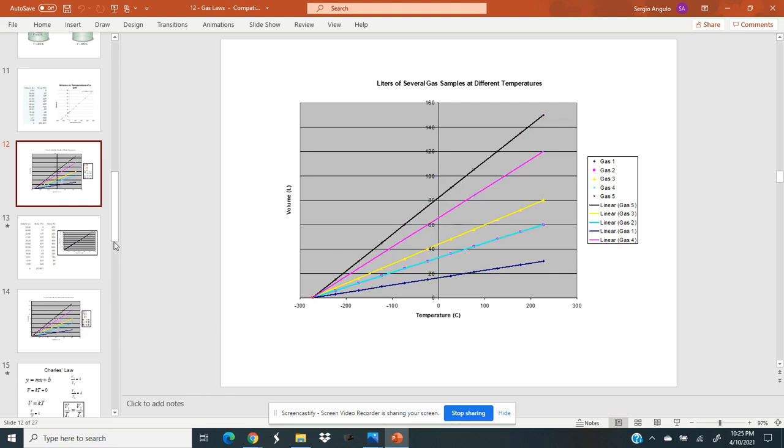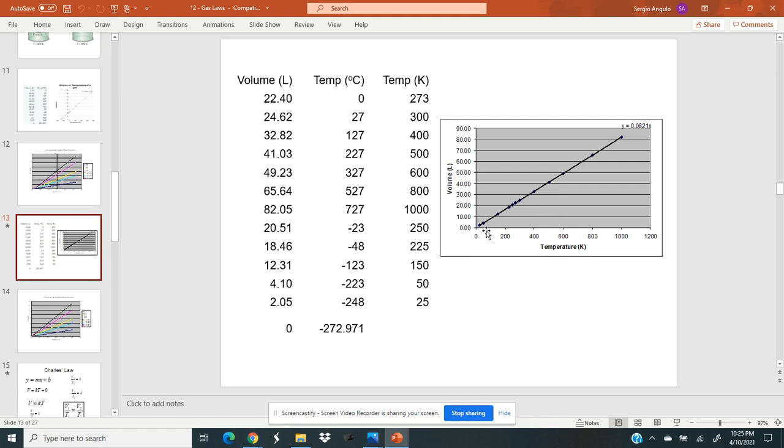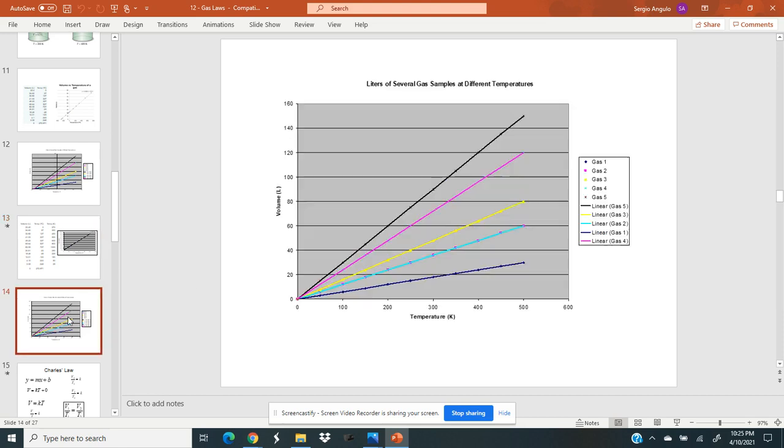So what they did is they decided, you know what? Let's convert our Celsius temperatures. Let's make a new scale called the Kelvin, and we'd go ahead and subtract all the Celsius temperatures. Let's subtract 273 from them, and we'll put them on what we call the Kelvin scale. And what they found was that when you did that, all the lines met at 0.